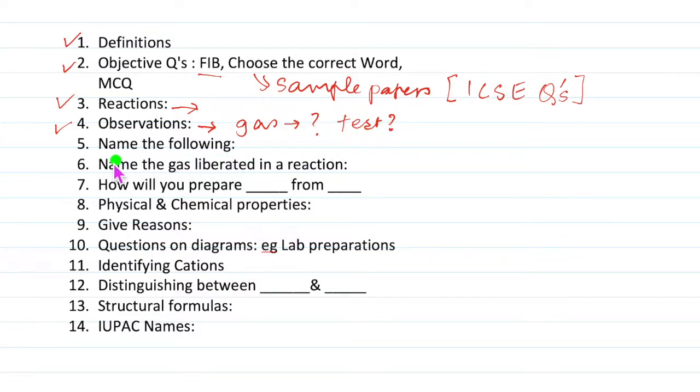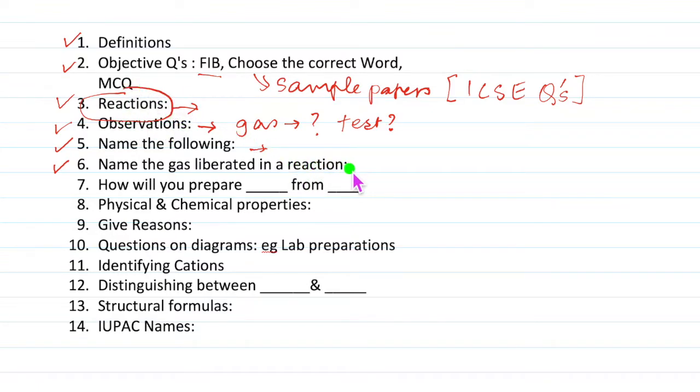Alright, learn this up. Then the next question is name the following. Name the following again becomes like an objective question, but here again you will go through the questions at the back so that you will know the different types of questions that can be asked under this heading. Number 6, name the gas liberated in a reaction. This again is connected with this.